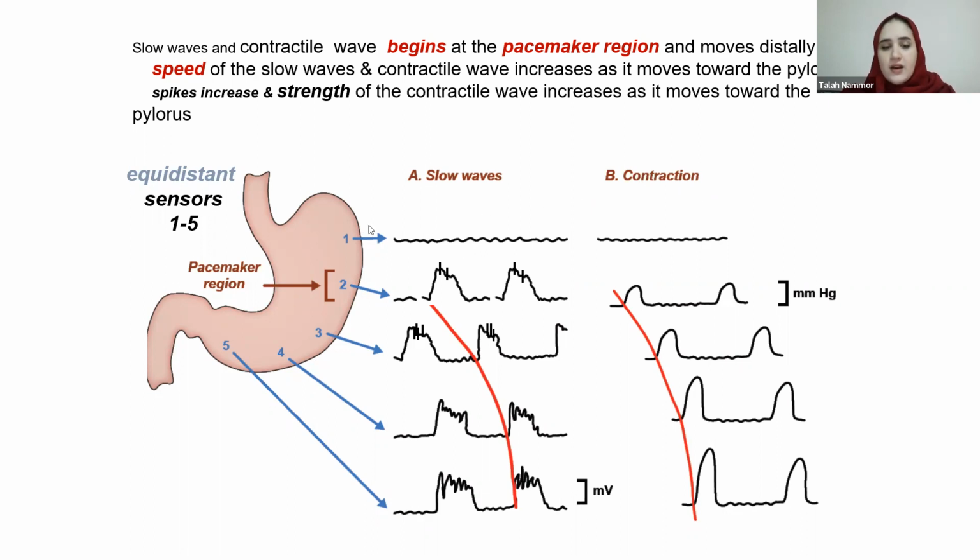So if you compare, let's go step by step. First one, here in the fundus, we said we have no slow waves and no peristaltic contractions. We only have tonic contractions, right? That's why we can see no waves here. But when we go to the pacemaker region, we can see there is an electrical wave, and this electrical wave is causing a contraction.